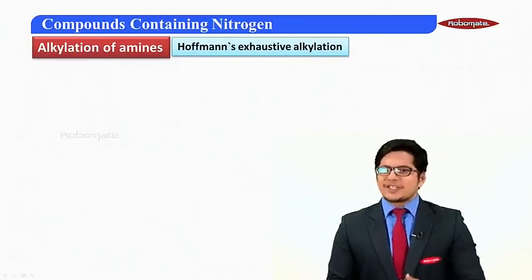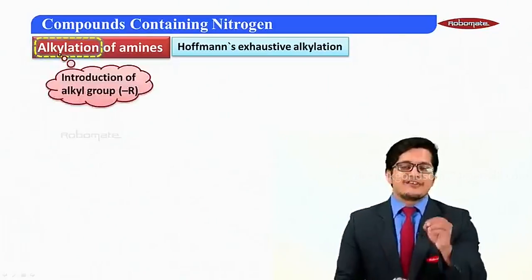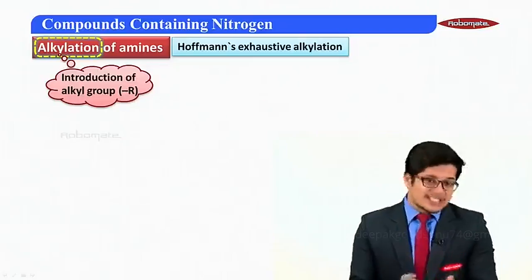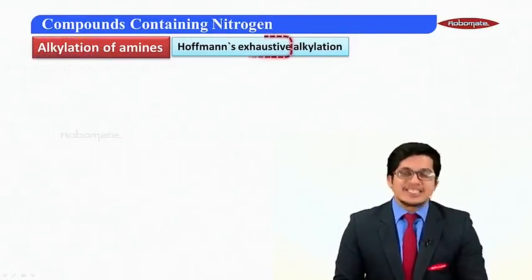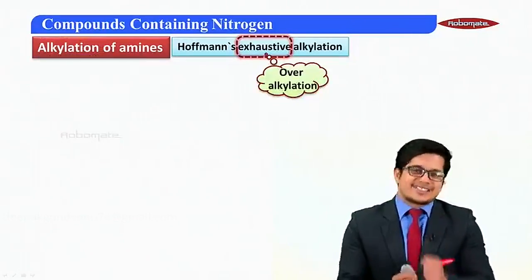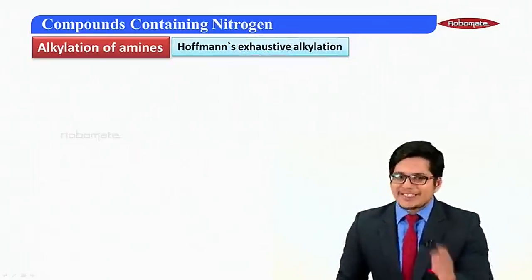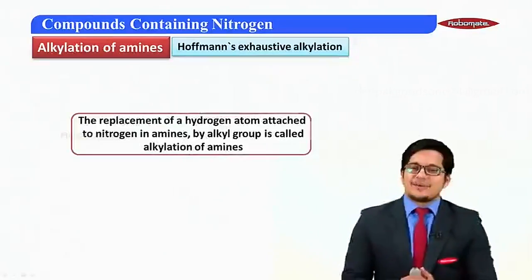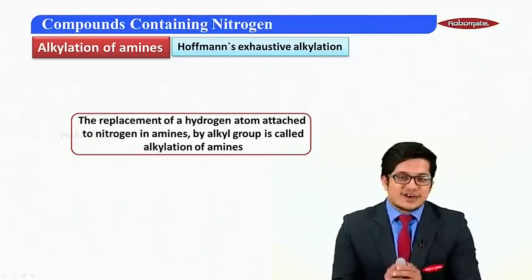The very first question: what is alkylation? Alkylation is nothing but introduction of an alkyl group. Then what is exhaustive alkylation? Let's see this. Exhaustive alkylation means over-alkylation, or alkylation in excess. So now our main aim is removing one hydrogen and adding one alkyl group, and therefore the entire reaction is known as alkylation of amines.